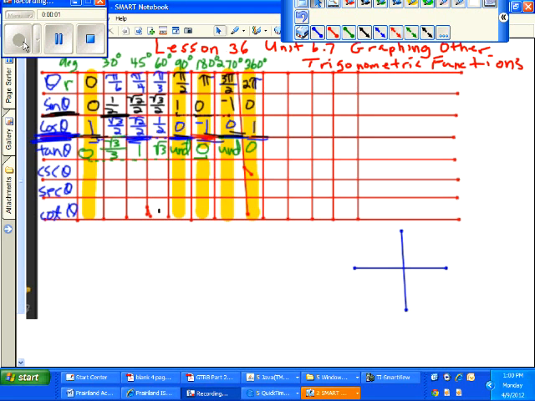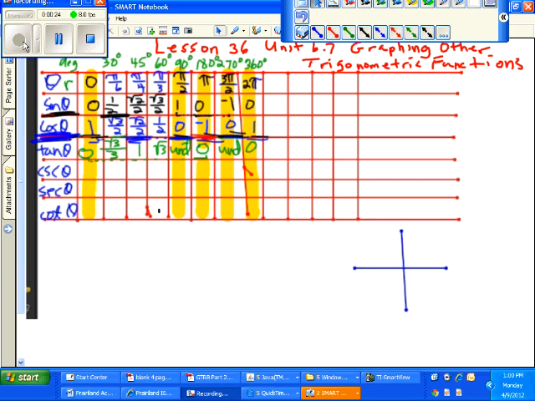Lesson 36. We're going to go over Lesson 36, which is Unit 6-7 in the pre-calculus book. It's graphing other trigonometric functions, and the other trigonometric functions are tangent, cosecant, and secant. I'm probably not going to graph cotangent. We could and just kind of talk about it.